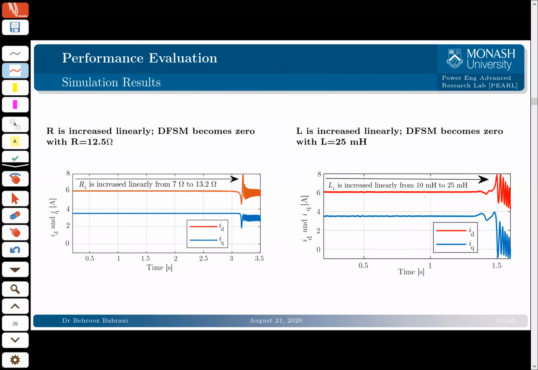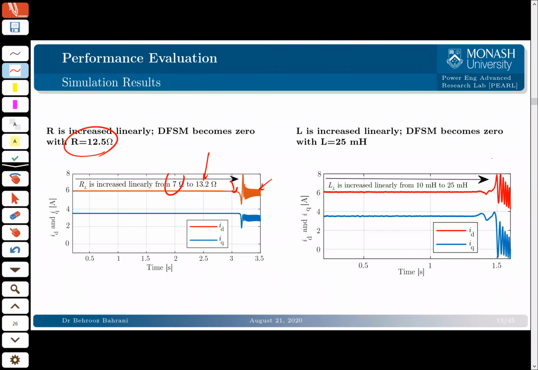Also, we increased R, being the resistance of your grid, linearly from 7 ohm, and the system was stable at 7 and up to 13.2. At that point in time, which I think translates to this point, the system became unstable, exactly as predicted. This point here is 12.5, and 13.2 is the point here. So at 12.5, we predicted that the system should be unstable, and it became unstable.